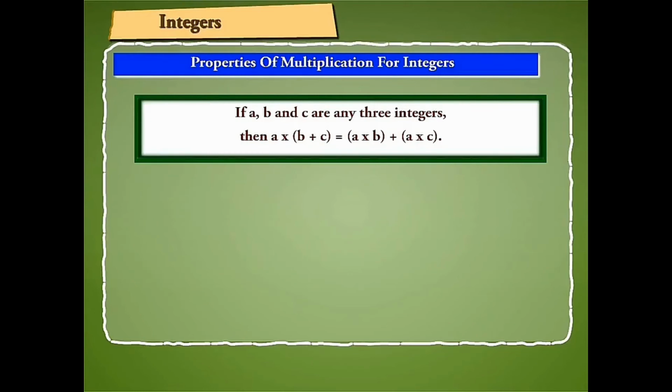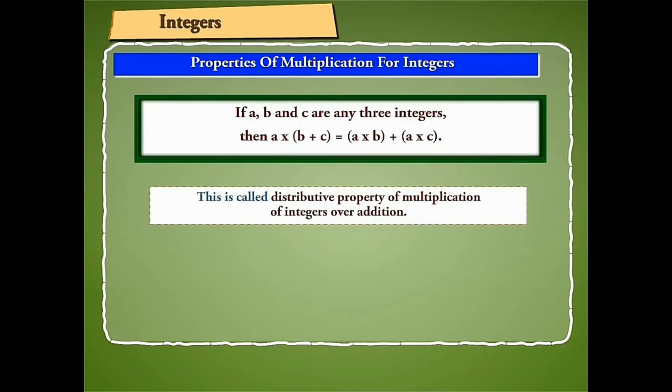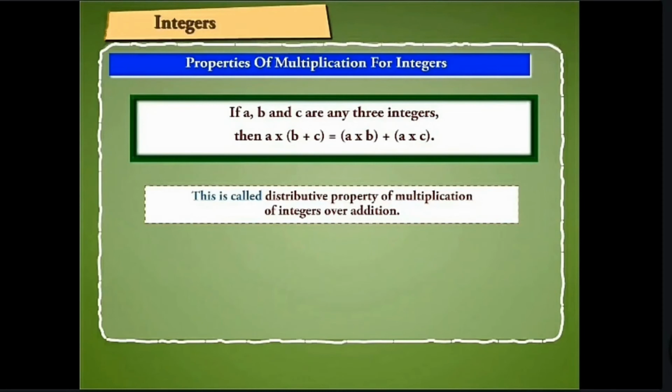Hence, if a, b, c are any three integers, then a into b plus c is equal to a into b plus a into c. This is called distributive property of multiplication of integers over addition.